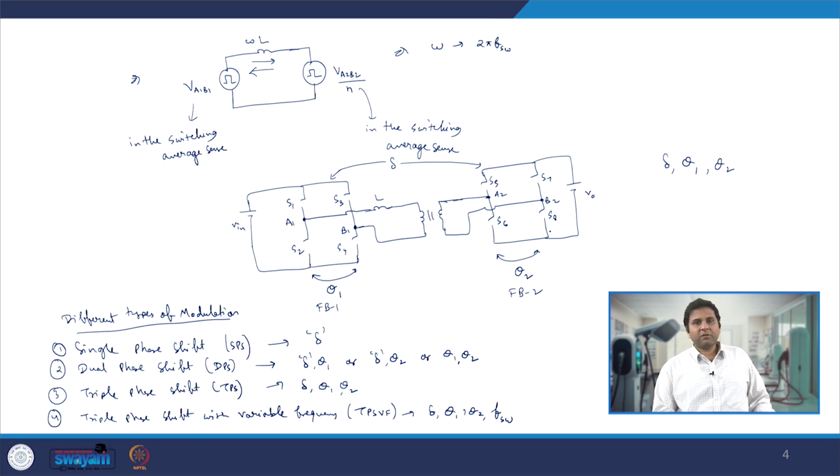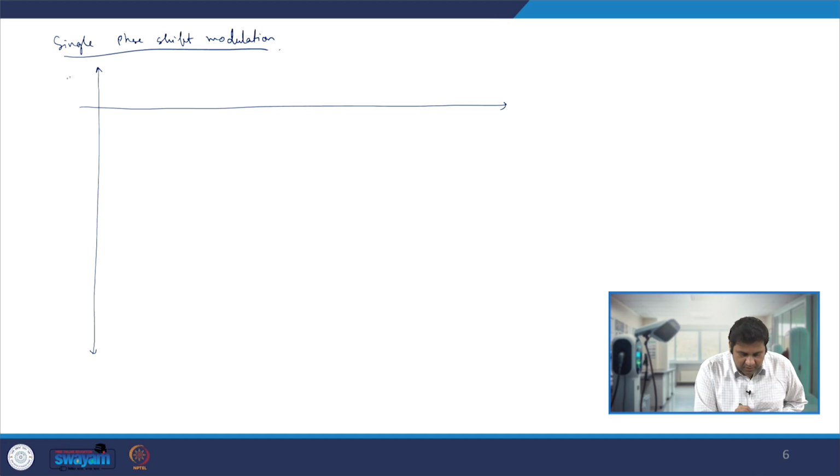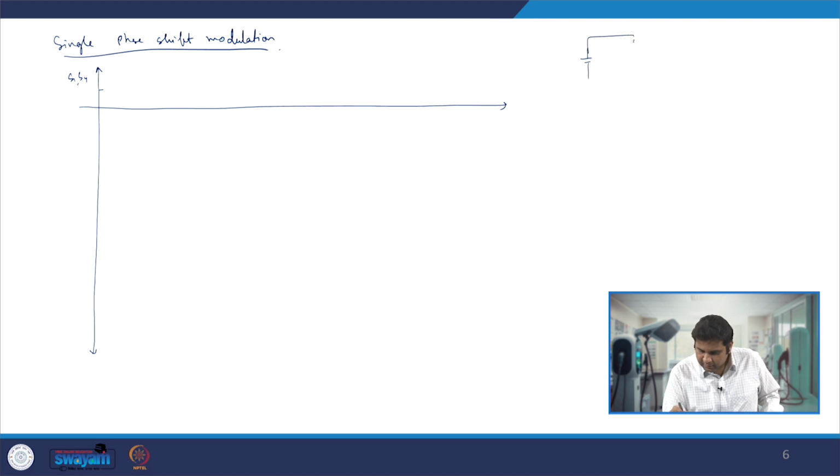S5 and S8 turn on and turn off at the same time. S6 and S7 turn on and turn off at the same time. So assume first that S1 and S4 are on. Let me quickly draw the circuit for our understanding. We have S1, S2, S3, S4.